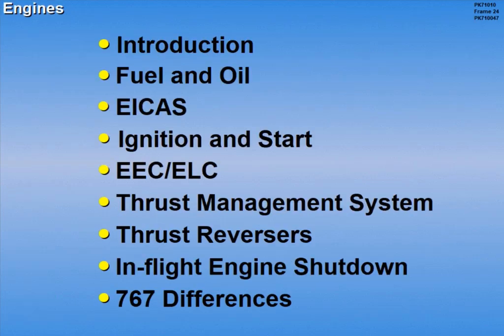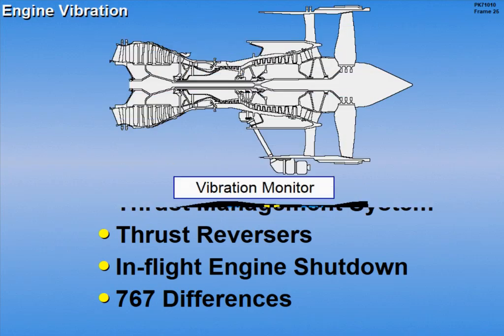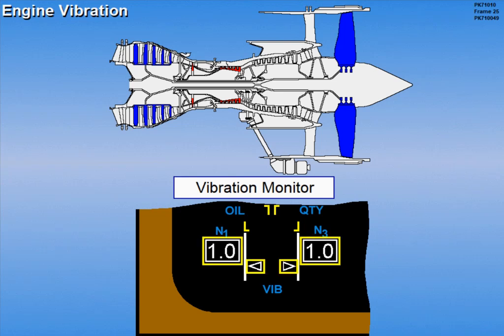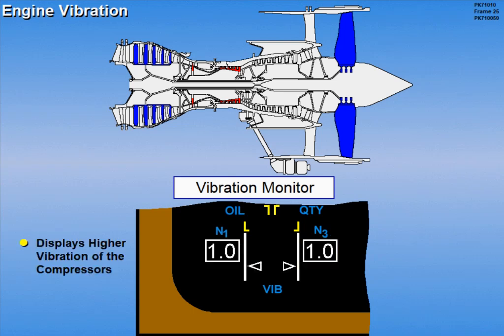Now let's look at some additional ICAS indications associated with engine performance. Located below the oil quantity indicators are the engine vibration indicators, which receive vibration information from the N1 and N3 compressors. Engine vibration is displayed in a vertical format, with pointers and digital readouts indicating the vibration level. During normal operation, the vibration indicators display the compressor with the highest vibration level.